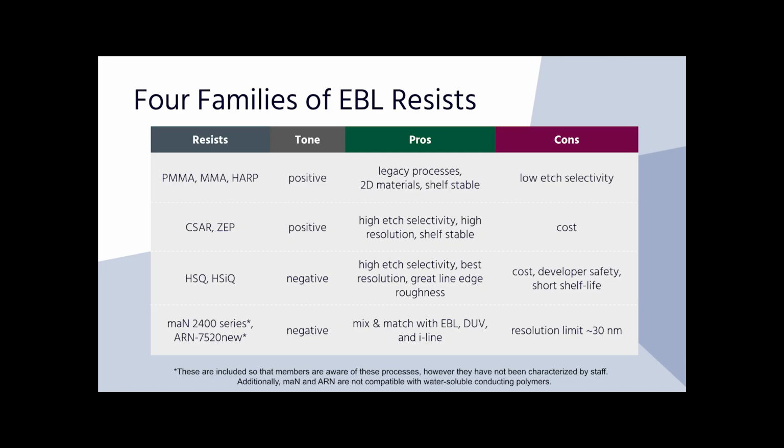HSQ and HSiQ are the shorthand names for hydrogen silsesquioxane. HSQ is very expensive. It has a very short shelf life unless stored properly, and some of the developers used with this material are extremely hazardous to your health. On the other hand, HSQ is the resist that has produced the world record minimum feature size.